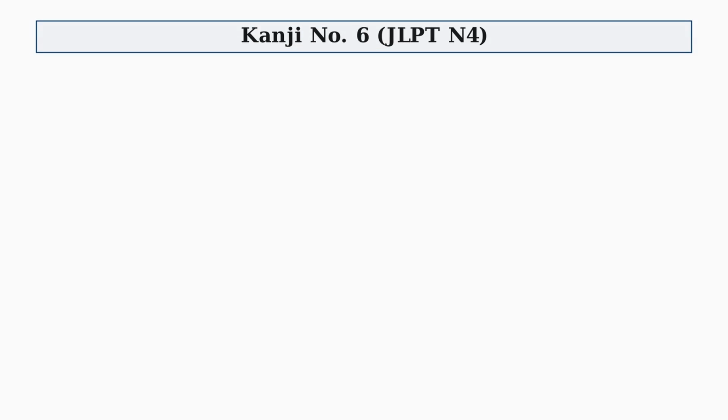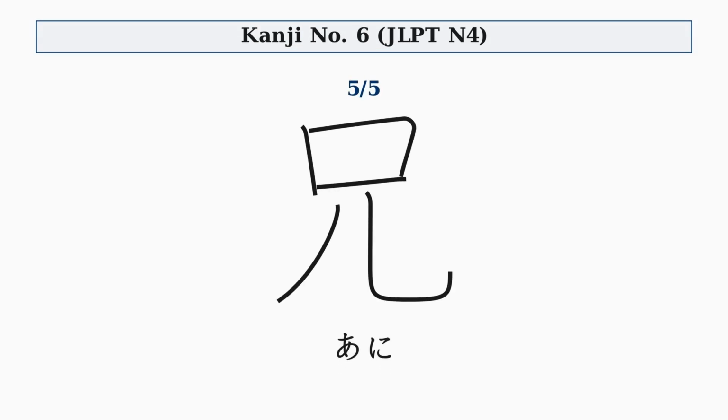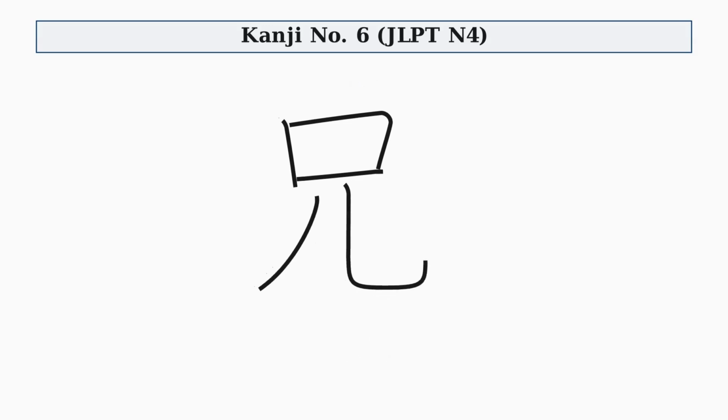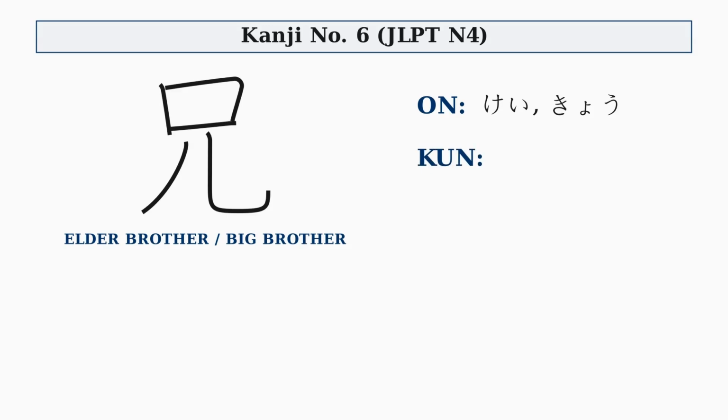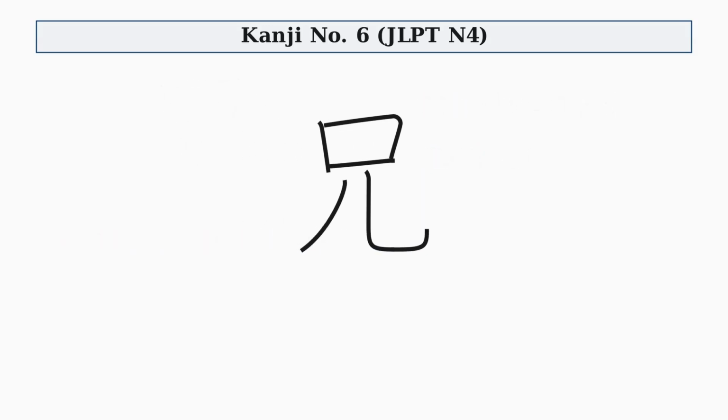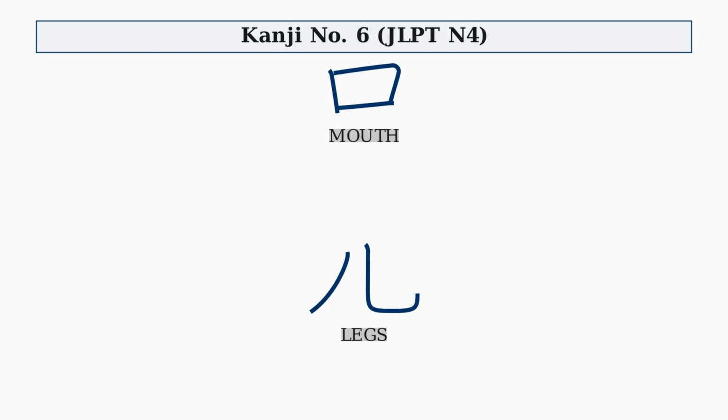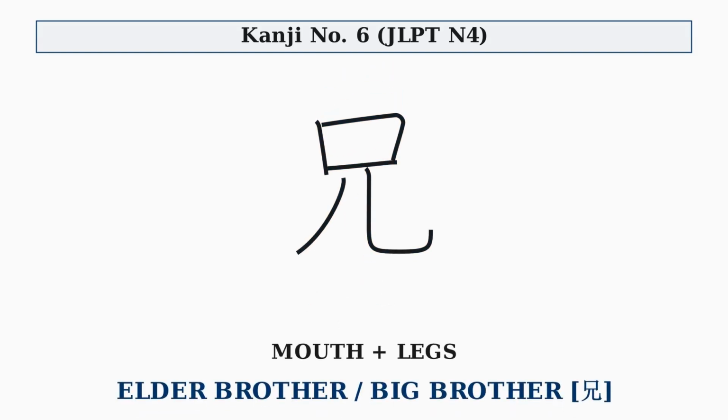Kanji number 6. 兄. This kanji generally means elder brother or big brother. The Onyomi readings are ケイ, キョウ. The Kunyomi reading is あに. This kanji has two parts, mouth and legs. Together they mean elder brother or big brother.